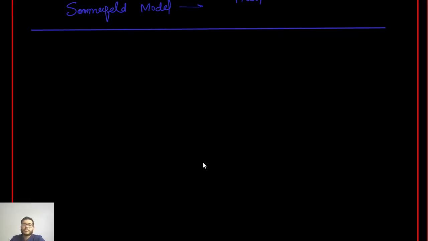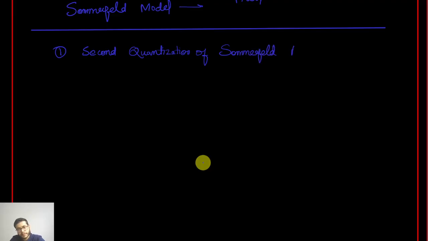Before that, we will do two things in today's class. One is the second quantization picture of the Sommerfeld model, and the second is the concept of density of states. So we will learn two concepts in this class.